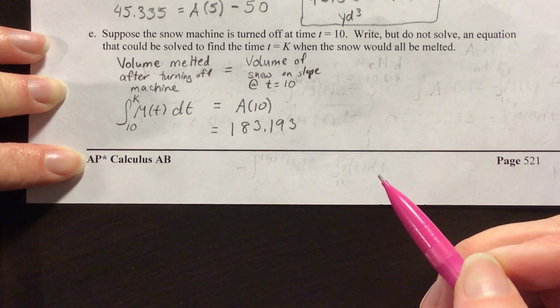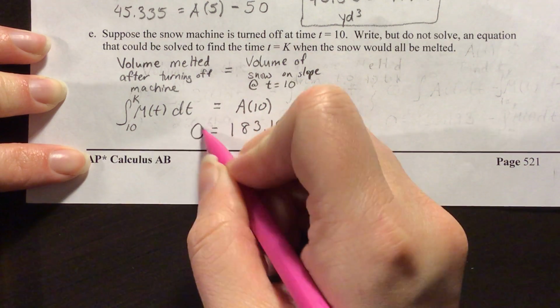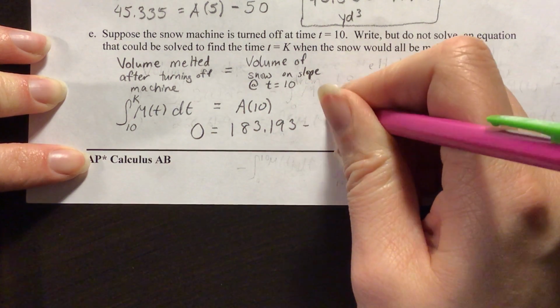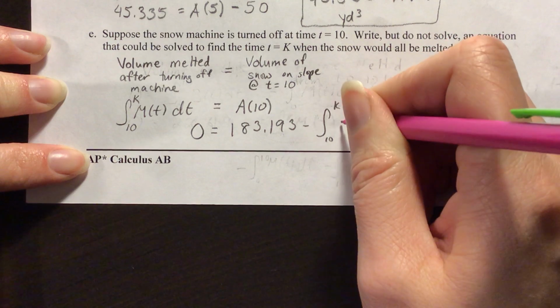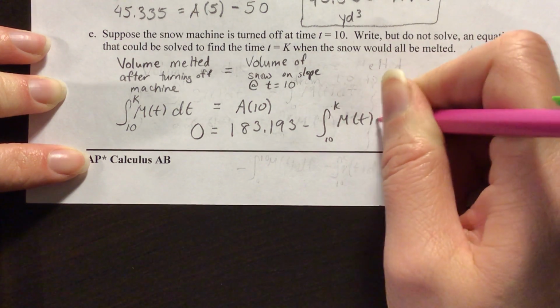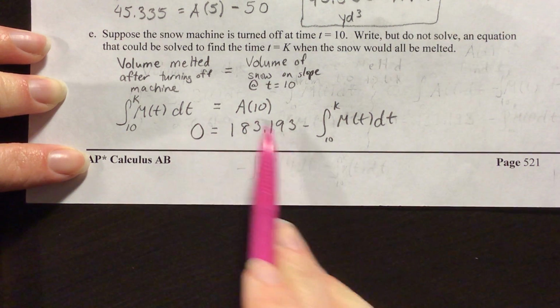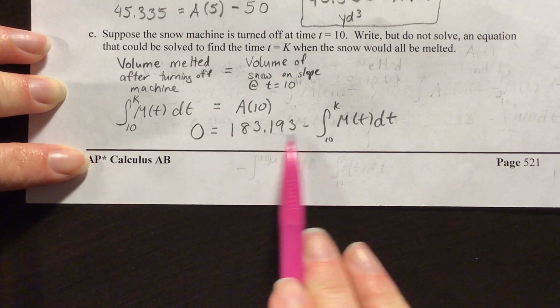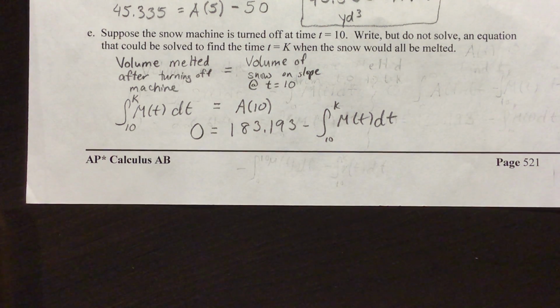So that's literally it. If we subtract this integral from both sides, we get 0 equals the integral from 10 to k of m of t dt. So you might see it like this equals that, or 0 equals this minus that, kind of whatever. All right, we are done with that problem.